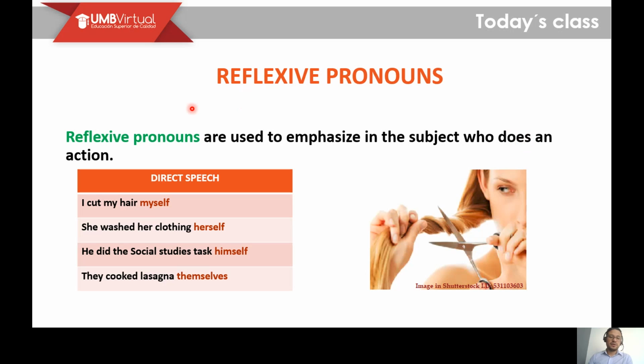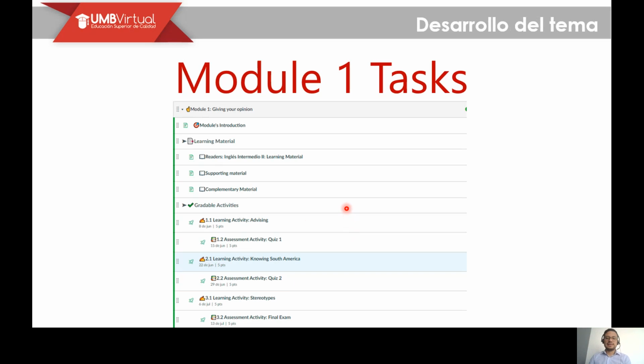Reflexive pronouns are used to emphasize the subject who does an action. Yeah, I cut my hair myself. She washed her clothing herself. Yeah, that is exactly what we are doing. Listo.